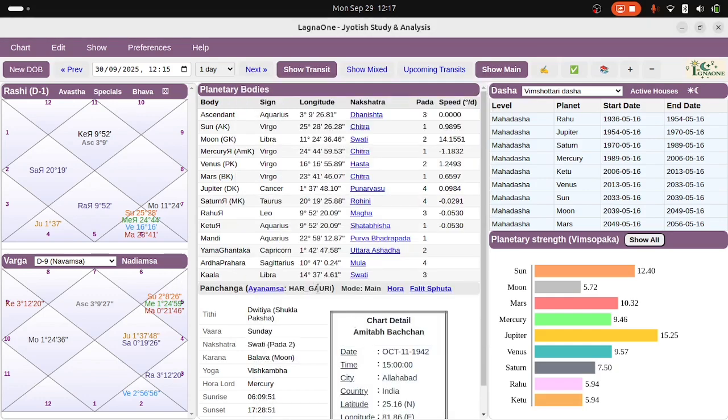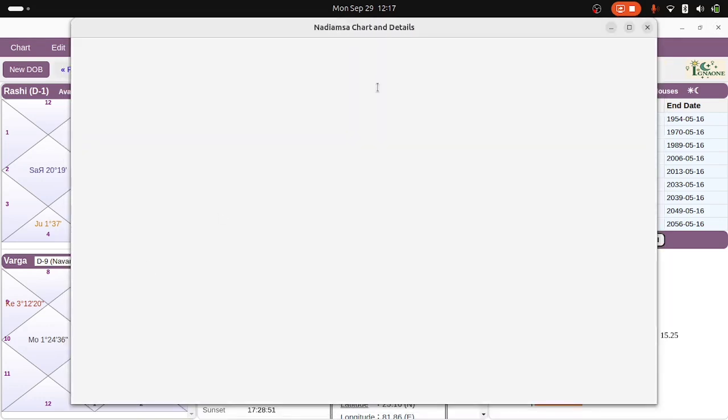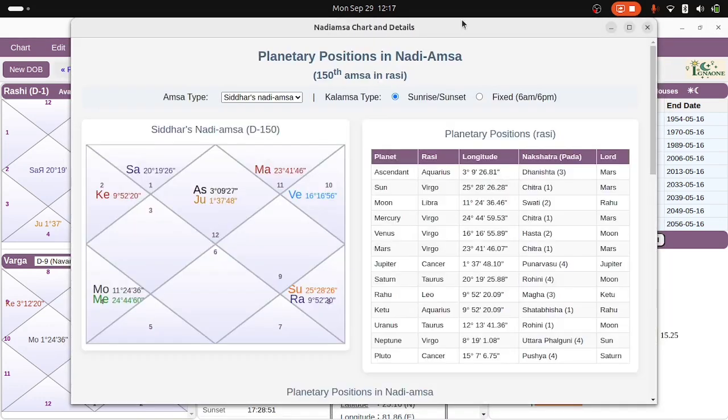So when you want to see the Nadi Amshas, that is D150 as it is popularly called these days, you click here, but it is a totally different type of Nadi Amsha. There are two options, and I will come to that in a moment. The default is Siddhar's Nadi Amsha. This is from the traditional Siddhars, the people who knew beyond the physical reality. This is a term used in southern India.